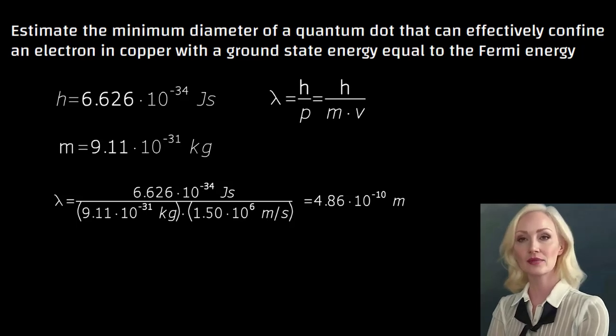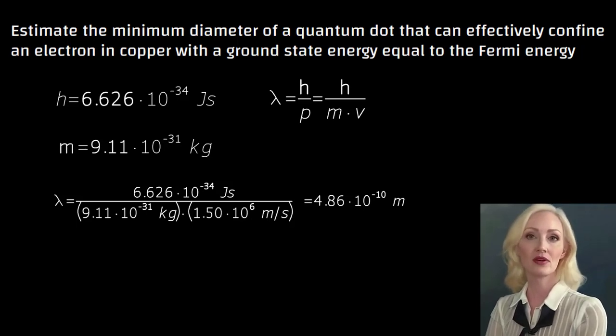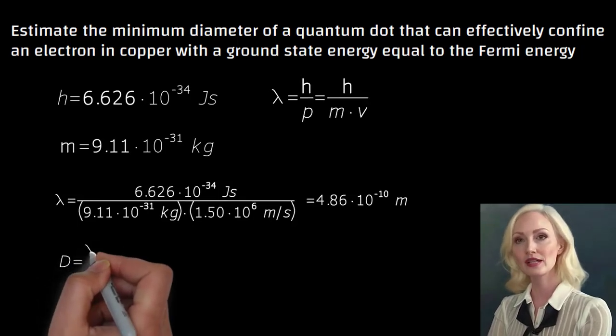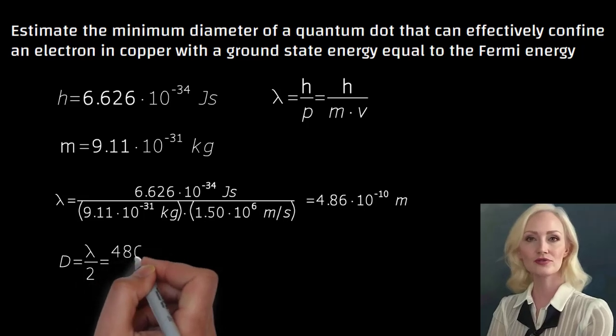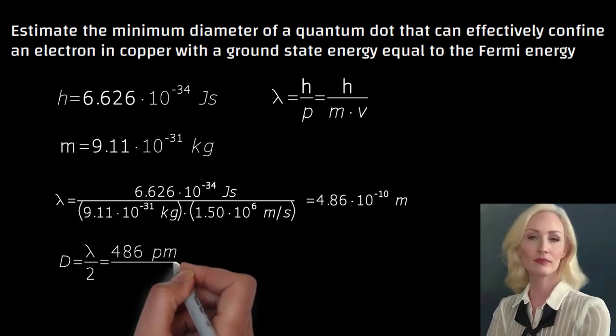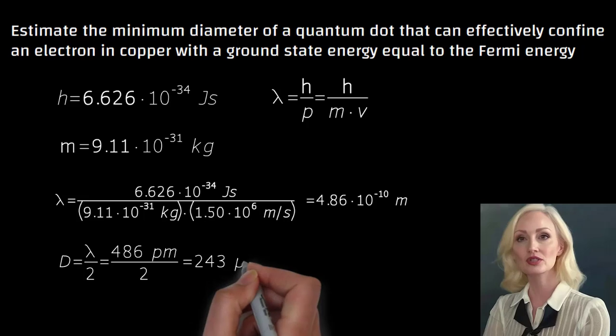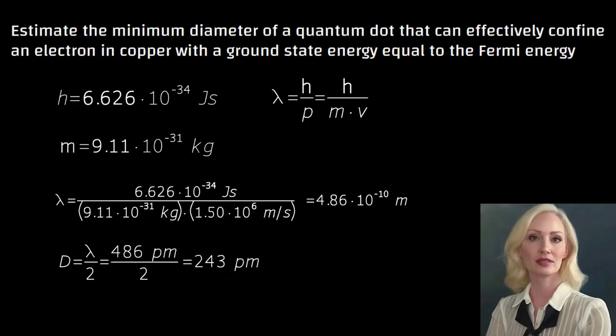Thus, the characteristic dimension, d, which is the diameter of the quantum dot, must be at least d = lambda divided by 2, which is 486 picometers divided by 2, giving us approximately 243 picometers.